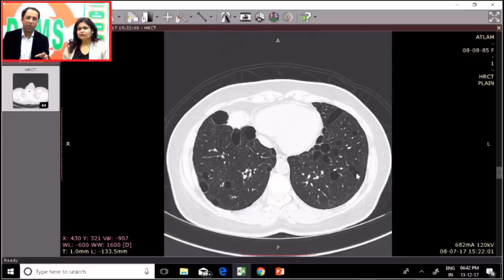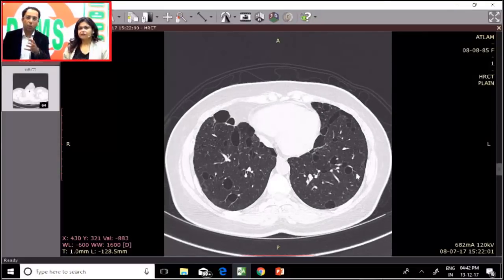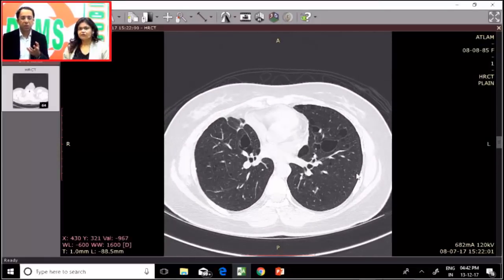There's no evidence of any interstitial lung disease, no fibrosis, no bronchiectasis. We don't see any other thing here. Only thin walled cysts scattered in the lung, young female patient. So in such an appearance, the first differential diagnosis that you should consider is a disease called Lymphangiomyomatosis. This is a female predominant disease, especially seen in premenopausal females with thin walled cysts in both the lungs.